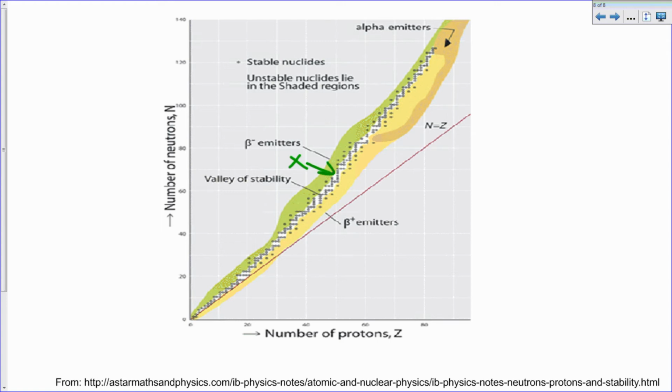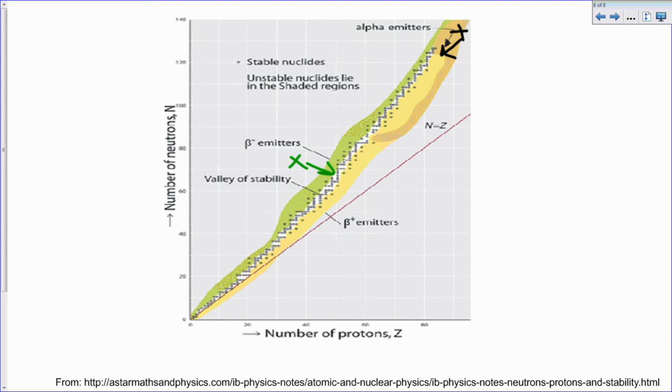Similarly, if we look below the valley of stability into the beta plus emitters, we would see that an element with too many protons could decay into that zone of stability by losing a proton, having it turn into a neutron, and have a positron emitted. Finally, our alpha emitters are just too large. 2 neutrons and 2 protons are given off to get it back down into that zone.